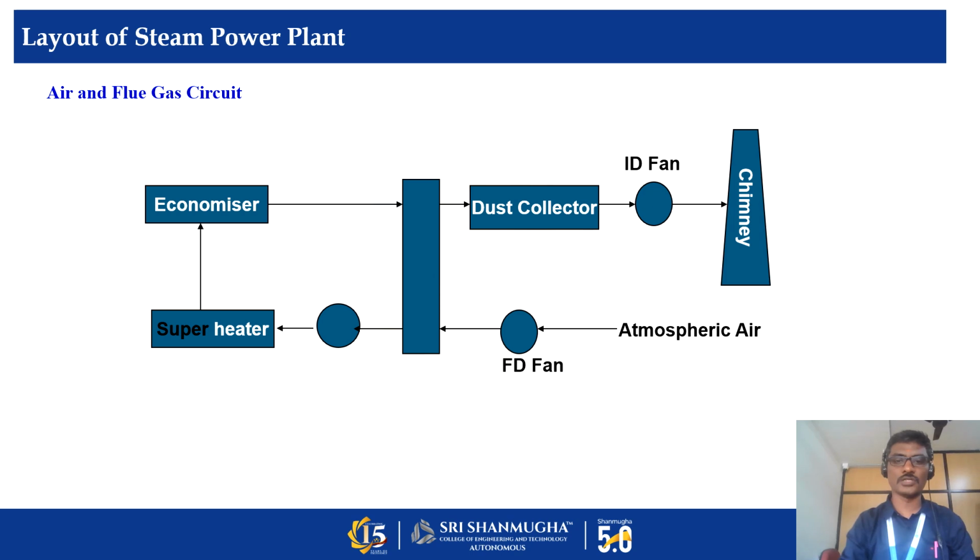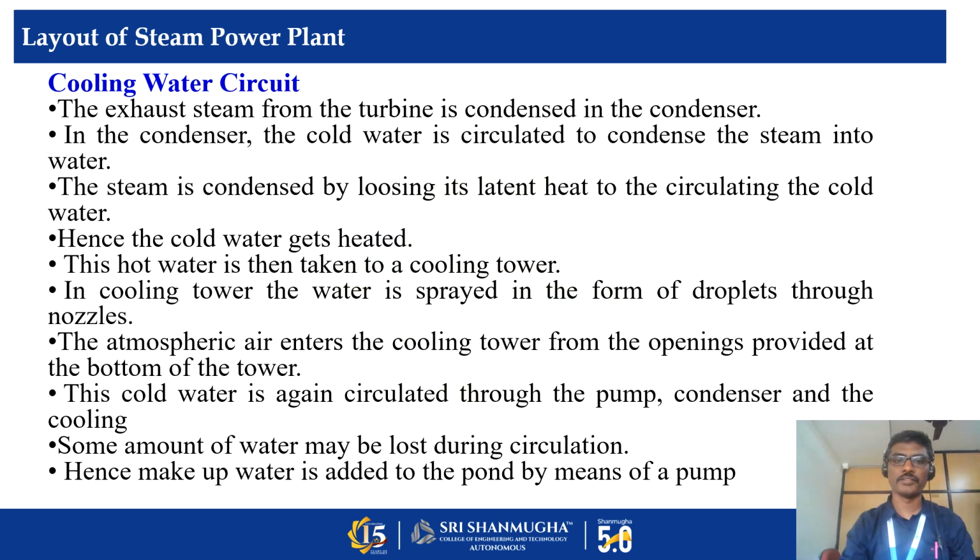So this is the flow chart. We extract the air with the FD fan. This is the air preheater. The preheated air is moved to the combustion chamber and superheater, and it is converted into flue gas. Then the economizer, then it is moved to the dust collector. It removes the harmful dust, and with the help of the ID fan, the induced draft fan, the exhaust gas is delivered to the atmosphere through the chimney.